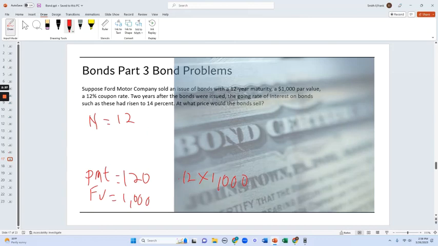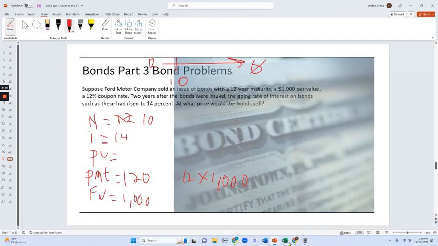2 years after the bonds are issued, the going rate of interest on bonds such as these has risen to 14%. So we know now this is 14%, and we want to know at what price the bonds will sell for now. Well, this is the original time period of 12 years, but we have moved 2 years forward. Remember, the bond is marching from 12 years towards zero when it will actually mature, and we're 2 years later, so there's only 10 years left of remaining life on that bond. So in this case, the N is going to be 10, and that's how we will solve the problem to say what price it is selling for now.